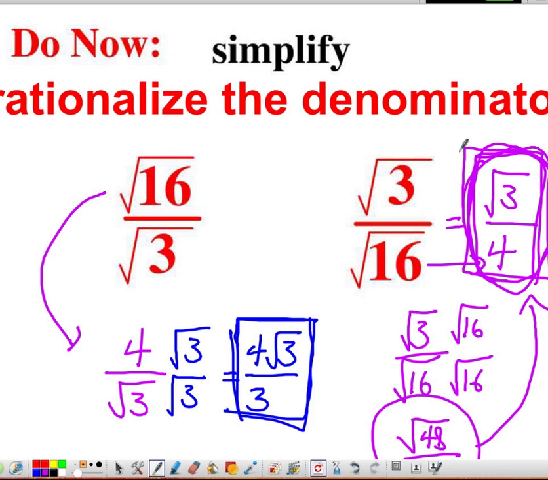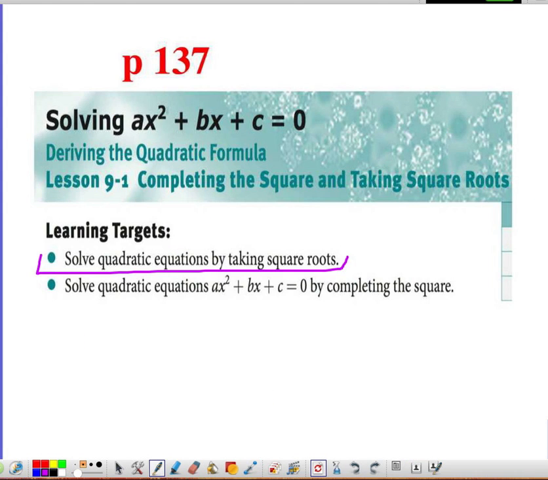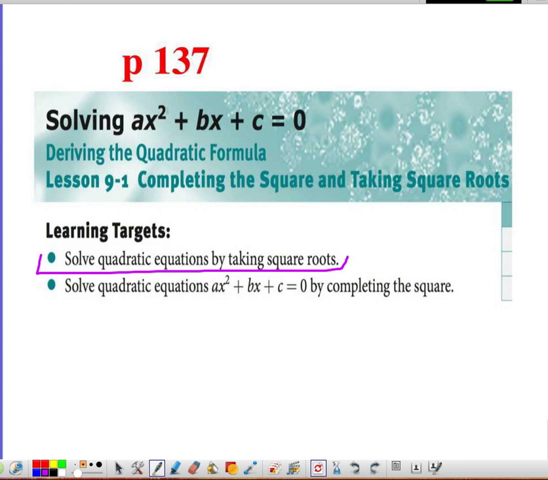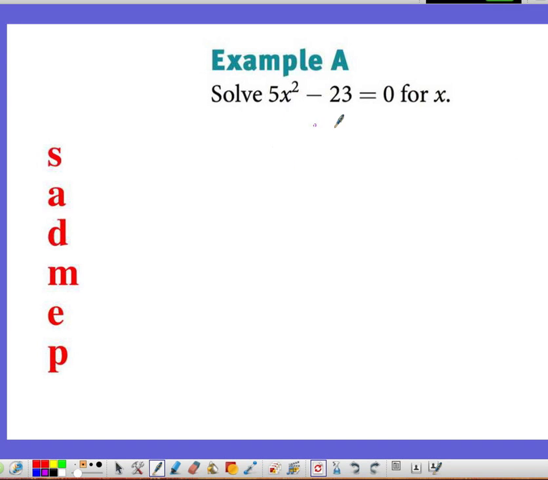Alright, so that is just a small explanation of what rationalizing the denominator is. Alright, so let's start with an example of how we solve square roots. Let's take a look at this example.